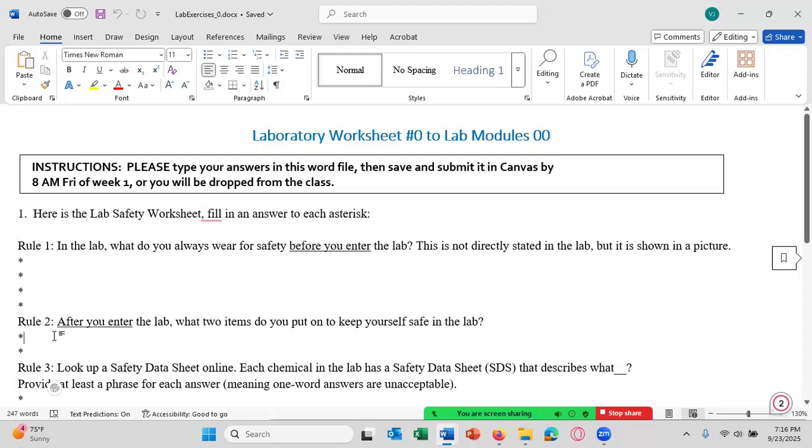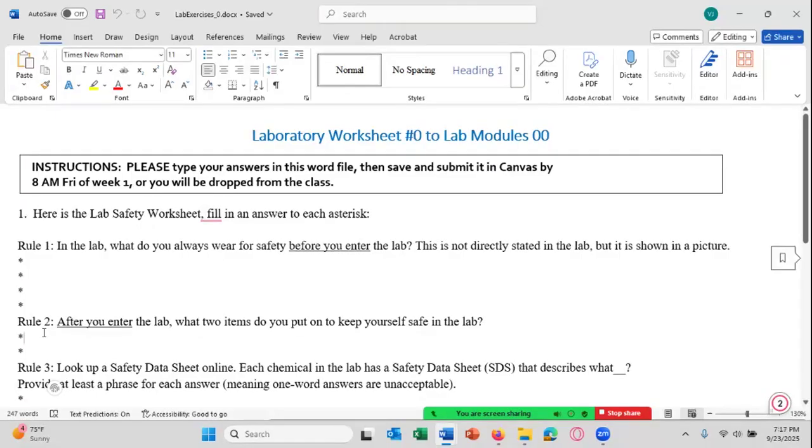Now I ask you, would anyone ever put on a lab coat before they enter the lab and after they enter the lab? It's a yes or no question, people. What's the answer? No. You're not ever going to put on a lab coat both before you enter the lab and then after you enter the lab. The lab coats are stored in the lab, so you put them on only after you enter the lab.